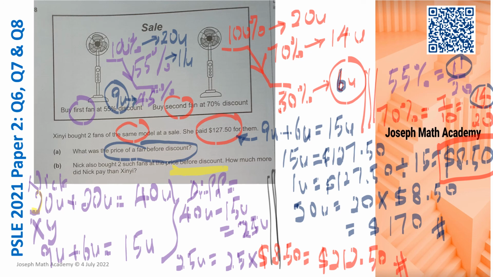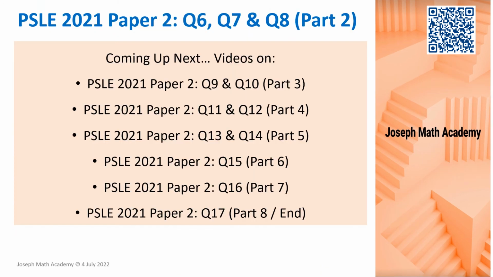Nick paid $212.50 more than Xing Yi. Question 8 is done. Now, I hope you find question 6, 7, and 8 clear, right? Feel free to review, feel free to watch this part 2 video again.